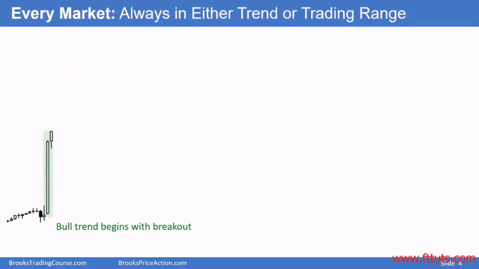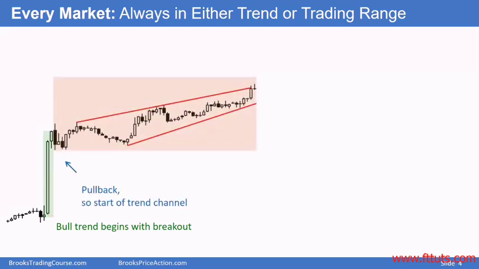Every market at all times is either in a trend or in a trading range. A bull trend typically begins with a bull breakout, which is a big bull trend bar, a white bar. Bear bars are black bars, and here the bar opens at this point at the bottom of the white box, and that is the close of the white box. After the breakout, which can last many bars, here it lasted a couple bars, there is a pullback, where a low of a bar goes below the low of the prior bar.